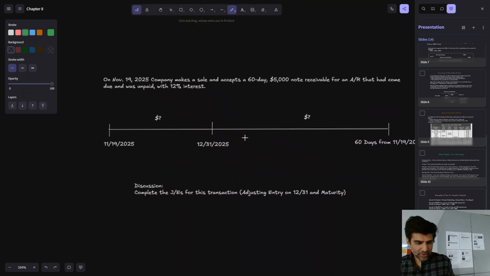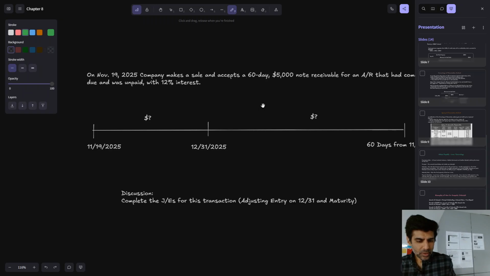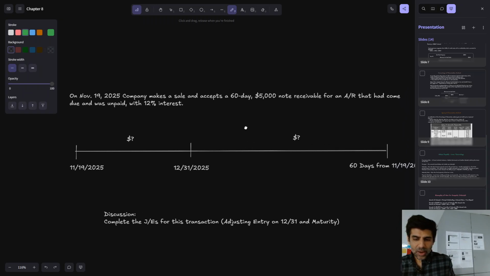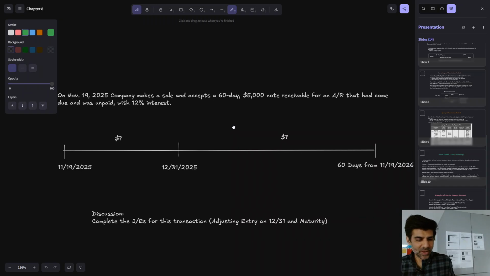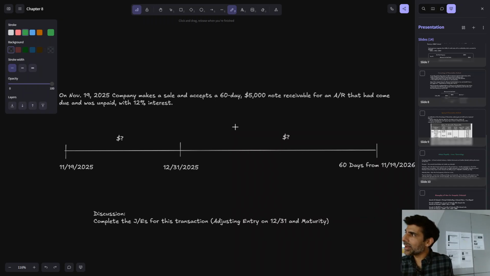Okay, so maybe we'll do a practice one. I'm going to ask you to do this. The day count stuff is a little weird, not typical. You have to use Excel for this. So on November 19th, a random day, this company makes a sale and accepts a 60-day note. It's a $5,000 note receivable.